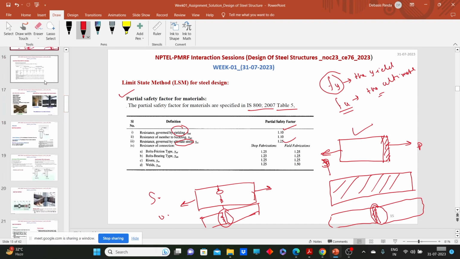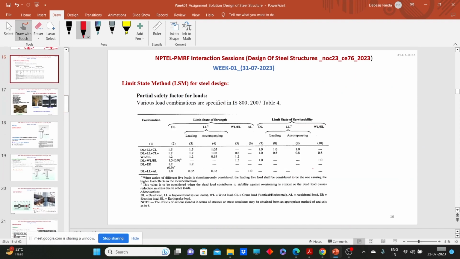Now for the loads, I have already said we have overestimated the loads. That means we introduce a partial factor of safety. So design load equals some factor of safety, gamma load, into your load combination. What will be your load combinations? So we overestimate the load.